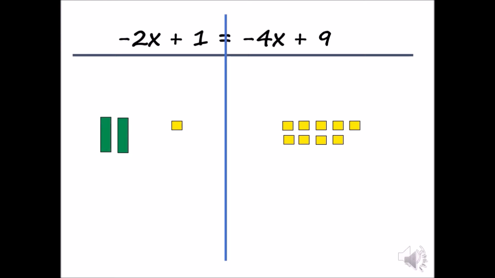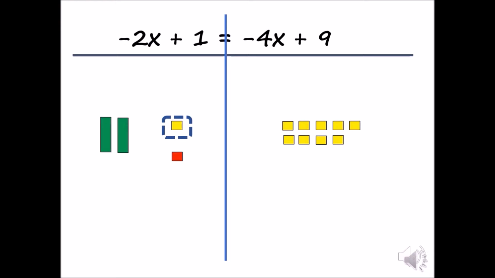Now we want to focus on our constants. We want to focus on moving that positive 1 to the right side with the rest of the constants. So we have to think, in terms of that positive 1, what is the opposite of positive 1 that will create a zero pair? Well, the opposite of positive 1 is negative 1.